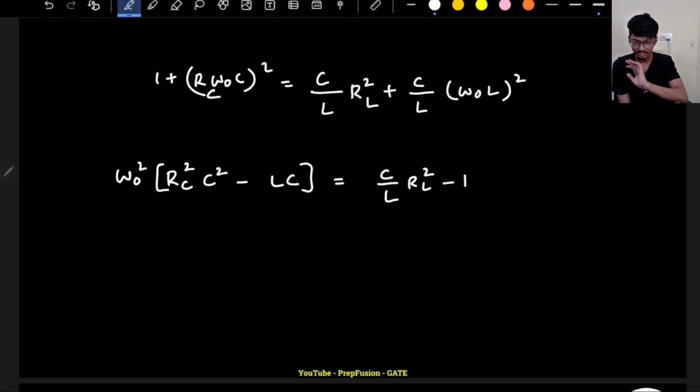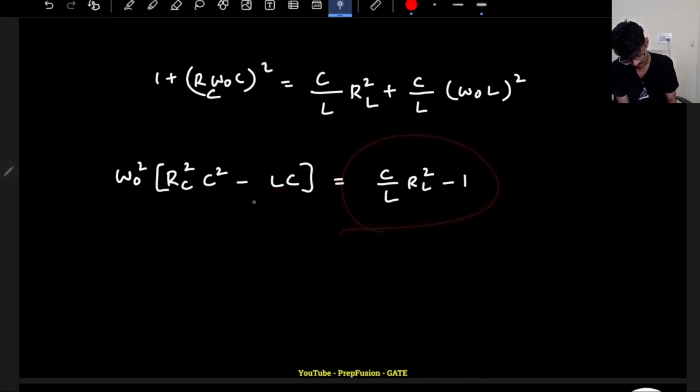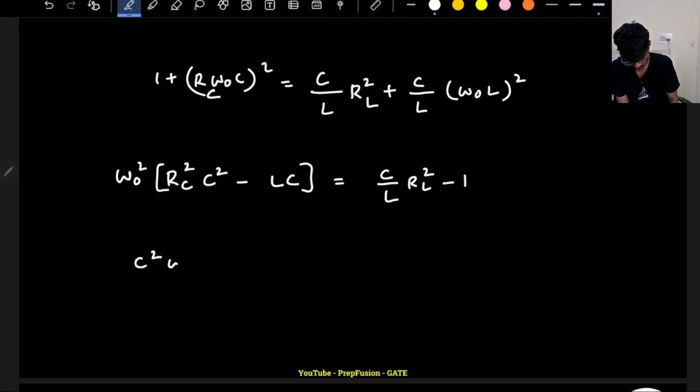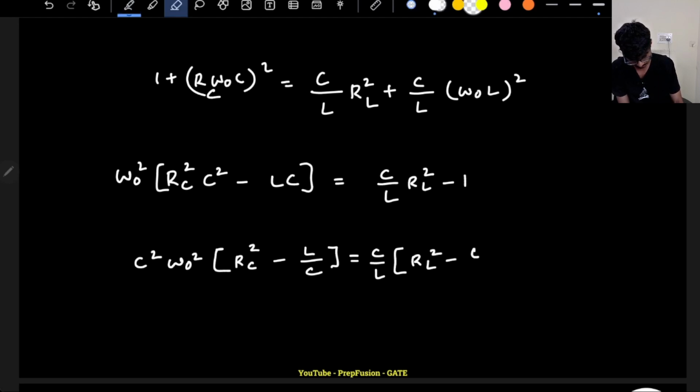So previously, the answer will be 1 by root LC if RL equals RC, that I will prove to you here. So your omega naught, if I take this C by L common from here, and from here if I take C square common, so I will take common C square here, omega naught square RC whole square minus L by C equals, if I take this C by L common, RL square minus C by L, this will be L by C basically.